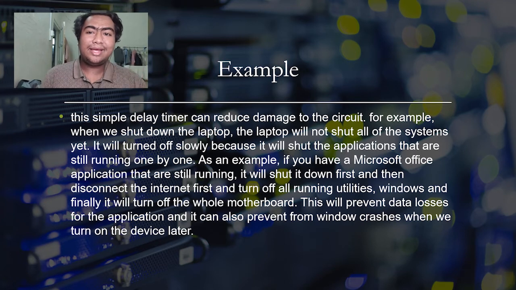As an example, if you have a Microsoft Office application that is still running, it will shut it down first and then disconnect the internet and turn off all running utilities, Windows, and finally it will turn off the whole motherboard. This will prevent data losses for the application, and it can also prevent window crashes when we turn on the device later.